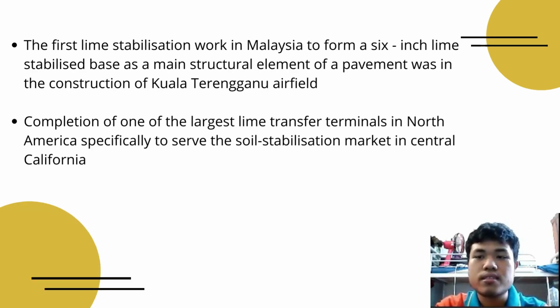Furthermore, the first lime stabilization work in Malaysia to form a 6-inch lime stabilized base as a main structural element of a pavement was in the construction of Kuala Terengganu airfield. Other than that, as a global leader in lime and limestone solutions, Graymont was involved in the completion of one of the largest lime transfer terminals in North America, specifically to serve the soil stabilization market in Central California.